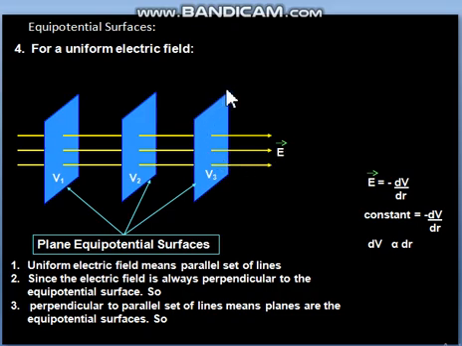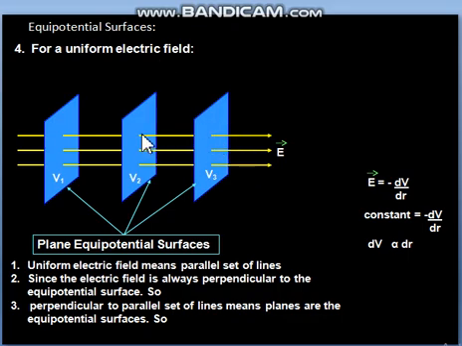Then the YZ plane, which is perpendicular to E, actually represents the equipotential surface. So this way, a number of parallel planes perpendicular to the electric field can represent the equipotential surfaces for a uniform electric field, right?